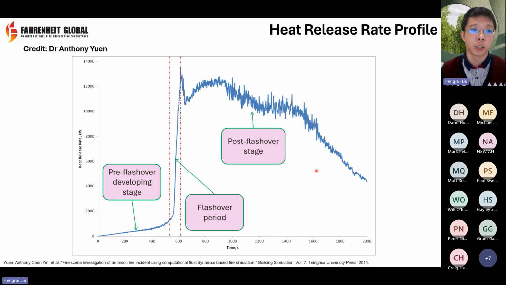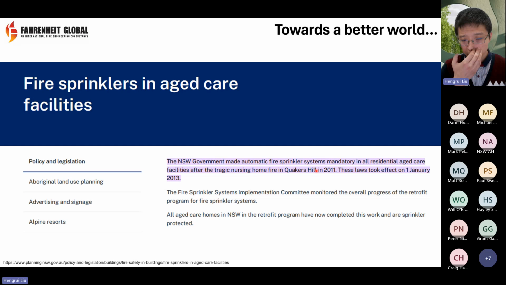successfully used this simulation, and what we found during the simulation, as evidence to the court to accuse the criminal and put him into jail. According to my supervisors, this is the first time this has been done in Australia. So after that, we went towards a better world. It's also a lesson to learn from a tragedy.